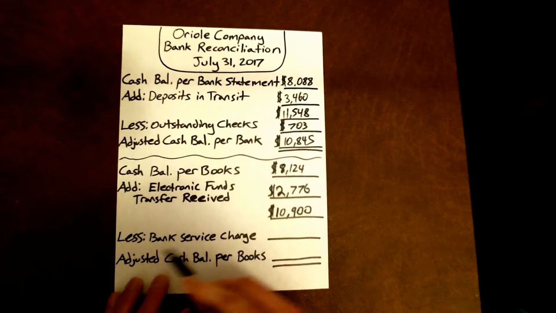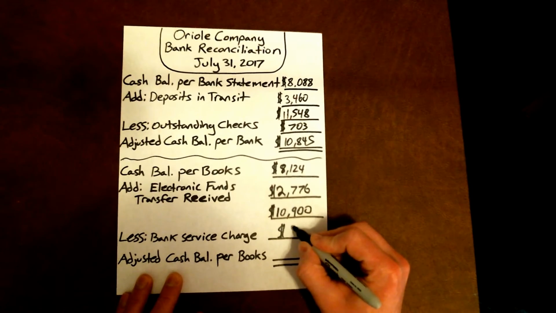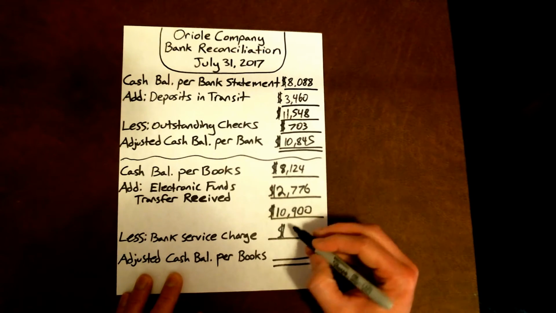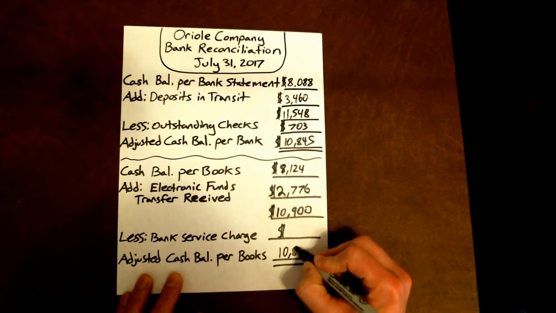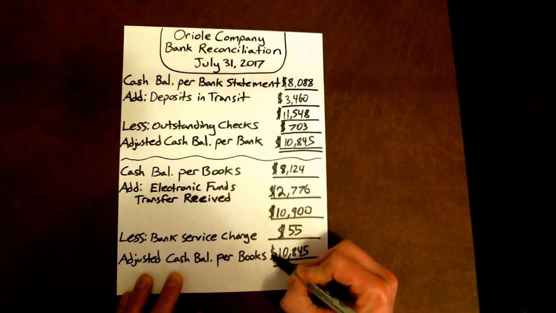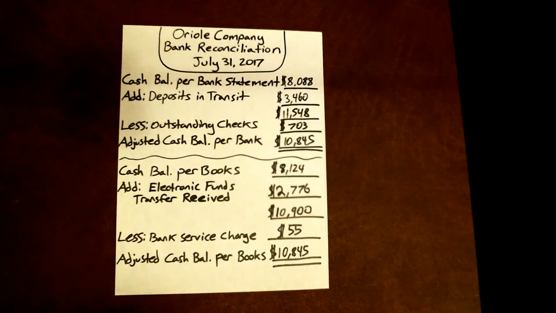Finally, we will show a bank service charge that appears as item number 2 in our problem. This amount will be taken from our subtotal to create our new adjusted cash balance per books of $10,845. If we look at these two adjusted amounts, they should be the same. If they are, this bank statement is now said to be reconciled, completing this portion of the problem.